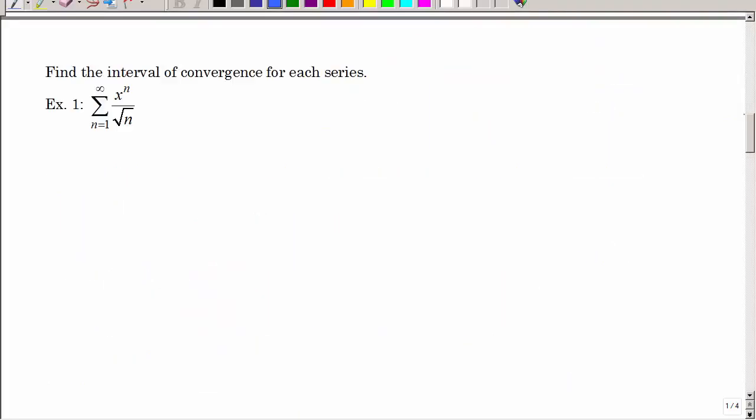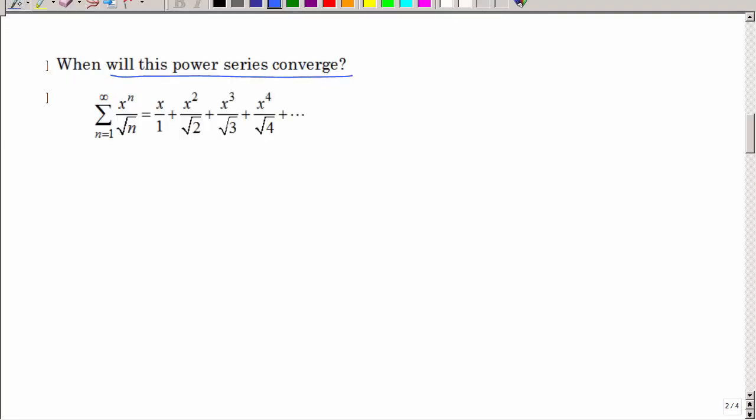So you're going to be faced with finding the interval of convergence for each series. In other words, when will this power series converge? I've written out the first few terms so you can get the idea of what you're looking at. x, again, is a variable, and our job is to find out what values of x will make this converge.